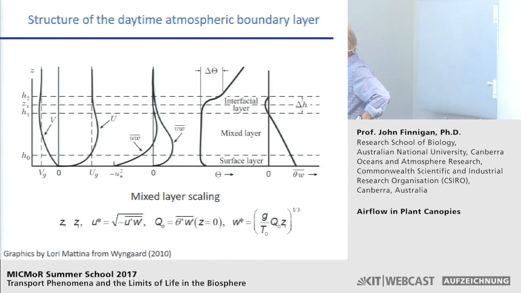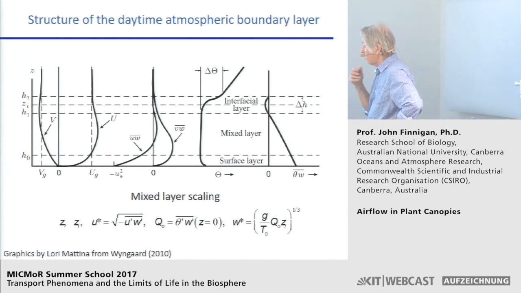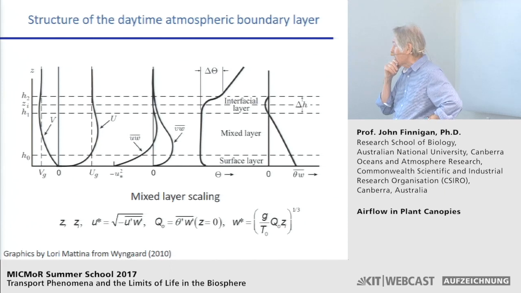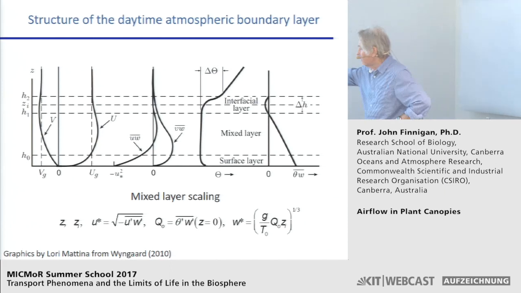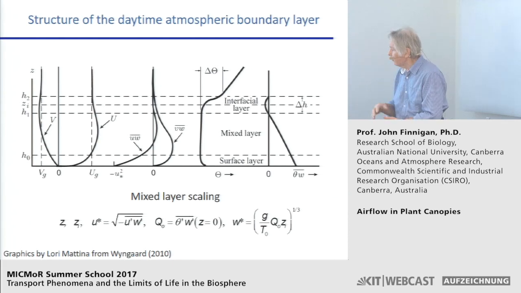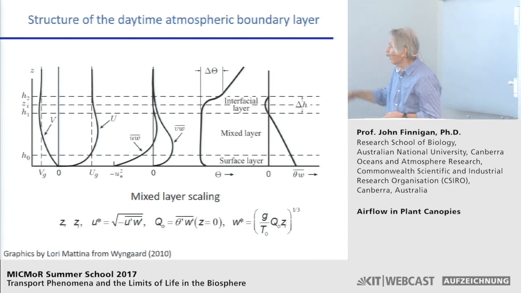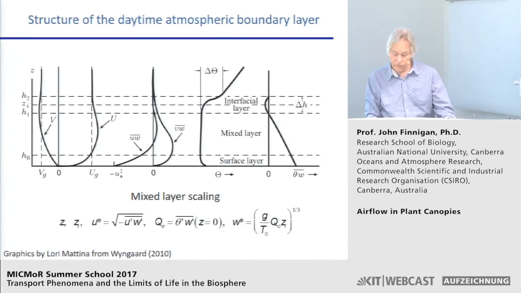And the other thing that's important is the heat flux from the surface, as the sun hits the surface. We can take all those scales and form a velocity scale called w star. If you look at that, you'll see that it involves this buoyancy parameter, g upon T naught, the heat flux from the ground, and the depth of the boundary layer, and that's some characteristic velocity scale for these very large energetic eddies in the mixed middle of the layer.